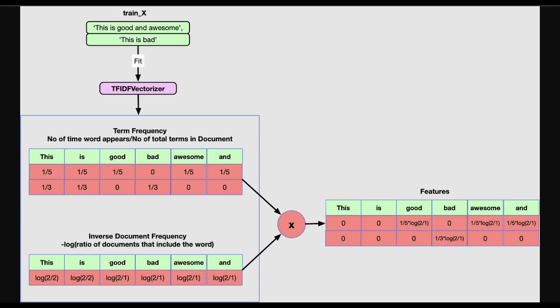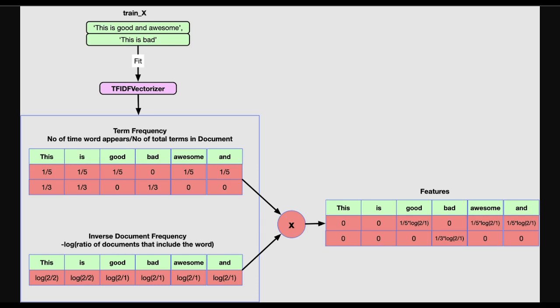So these are the term frequency and the inverse document frequency, and when you multiply term frequency into inverse document frequency, you get the TF-IDF vectorizer. So the formula for TF-IDF is term frequency into inverse document frequency. So when you check for the word this, first the log of 2 by 2, 2 by 2 is 1, log of 1 is 0. Hence when you multiply both 1 divided by 5 and 1 divided by 3 from this column of term frequency, you get 0 because you are multiplying it with the log of 1. So you can see in the feature set on the right side, both the values for this are 0.